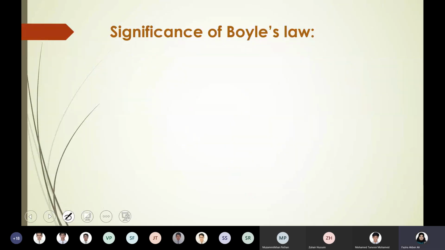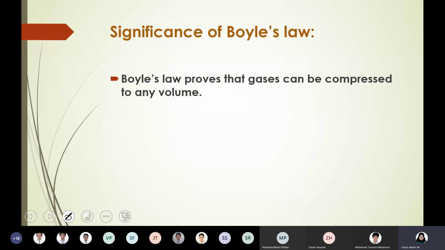Significance of Boyle's law. After Robert Boyle's theory, they found that gases can be compressed to any volume, because pressure and volume are inversely proportional. So when pressure increases, volume will decrease at constant temperature. Without making changes in the temperature or the amount of the gas, by applying high pressure, you can decrease the volume, or the gas can be compressed.